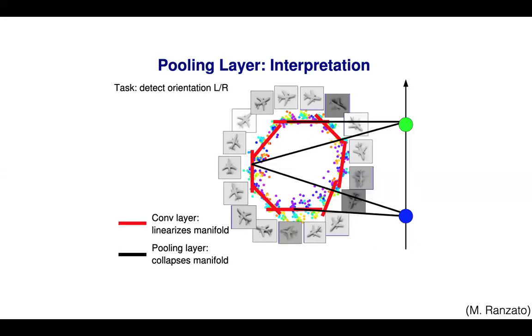Like in this example, imagine that the task is to detect the orientation, left and right, right? And then we have images of this airplane with different orientations, right? And then the convolution layer is going to detect relative orientation and give features related to that. But then when we use the pooling, we combine that and then say, oh, those are the features for left orientation, that is right orientation.